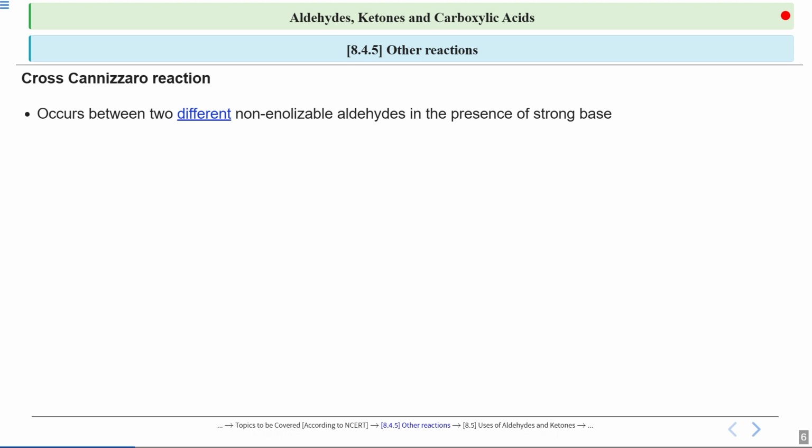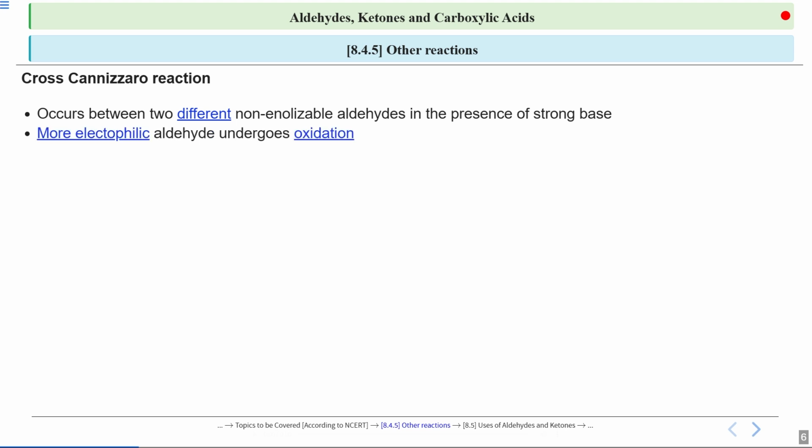The carbon which is directly connected to the carbonyl group is the alpha carbon, and the hydrogen of that carbon is alpha hydrogen. So it should be a non-enolizable aldehyde. That means the aldehyde should not have alpha hydrogens. Now this reaction requires a strong base to proceed.